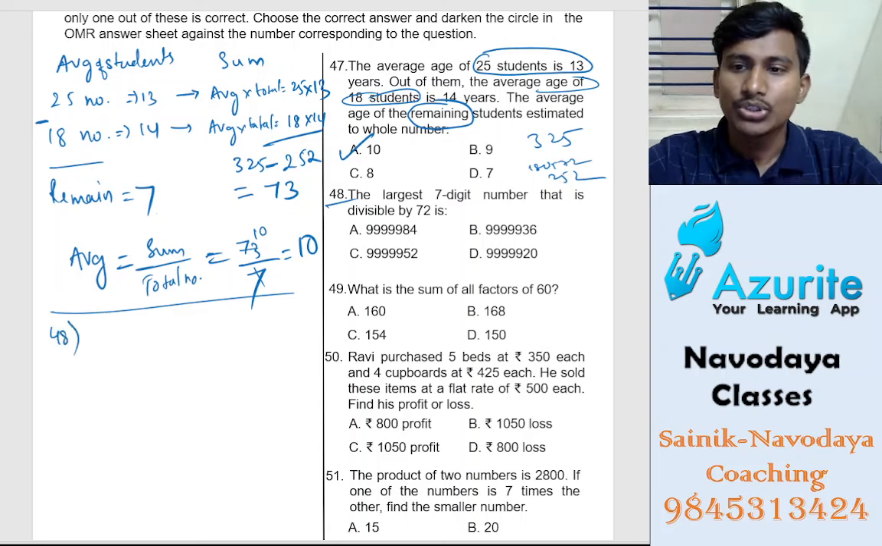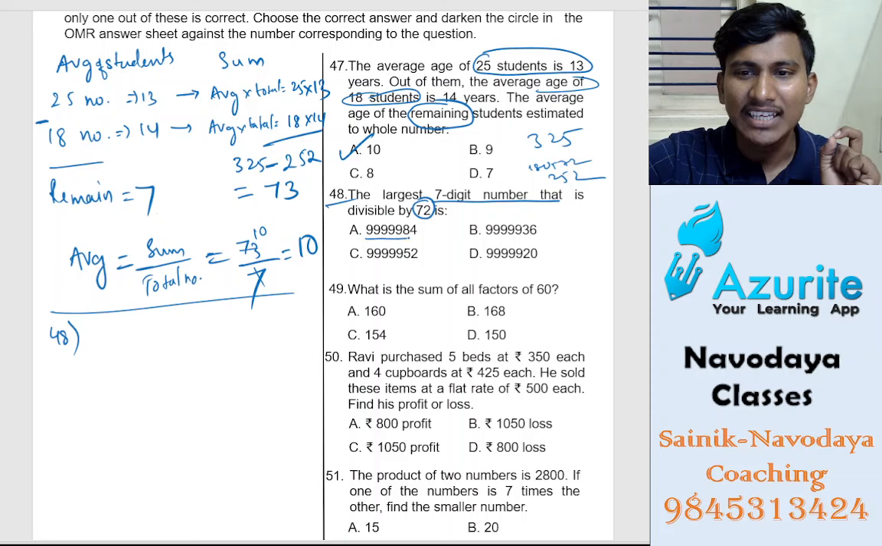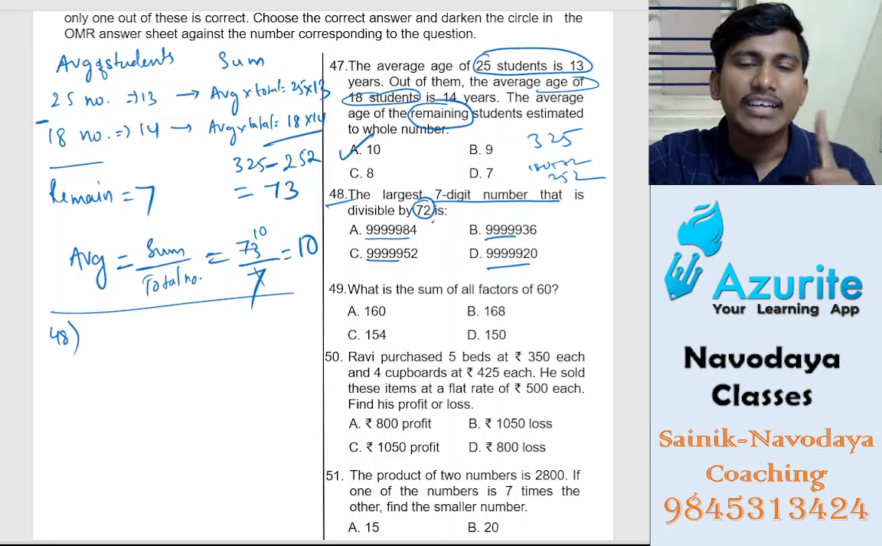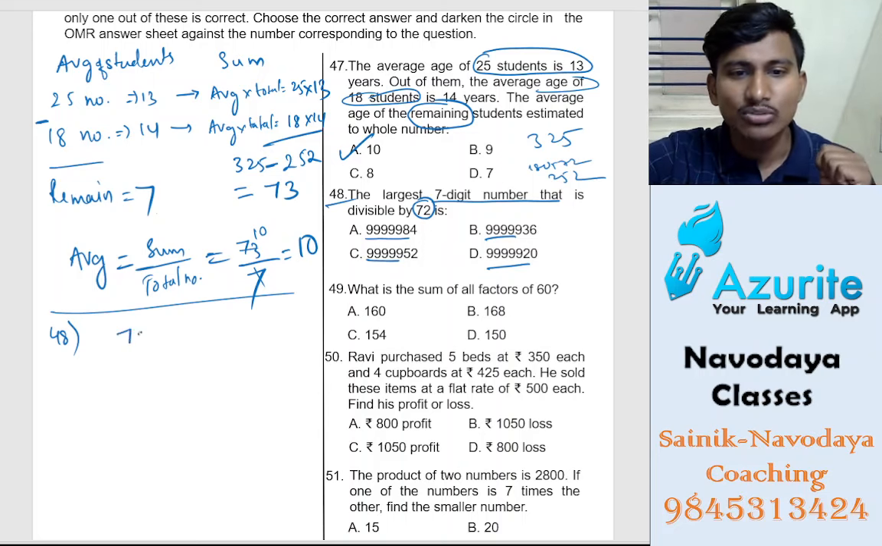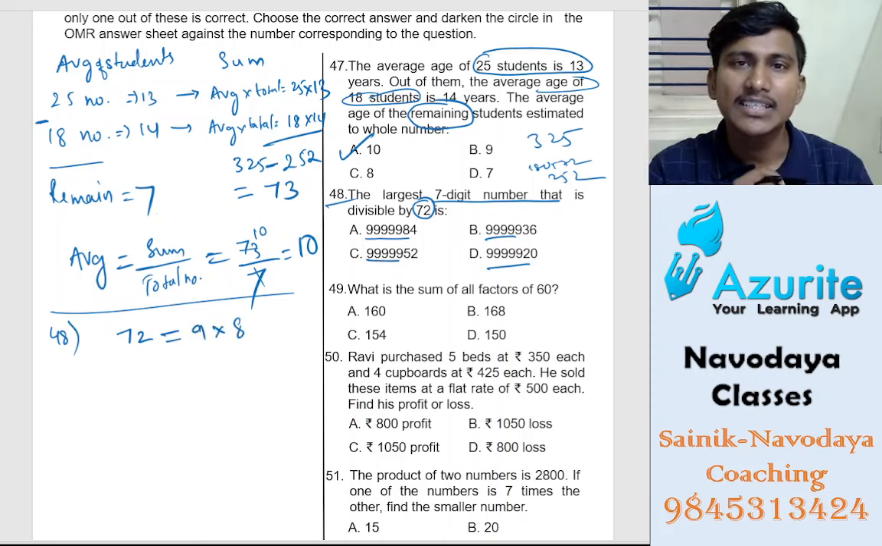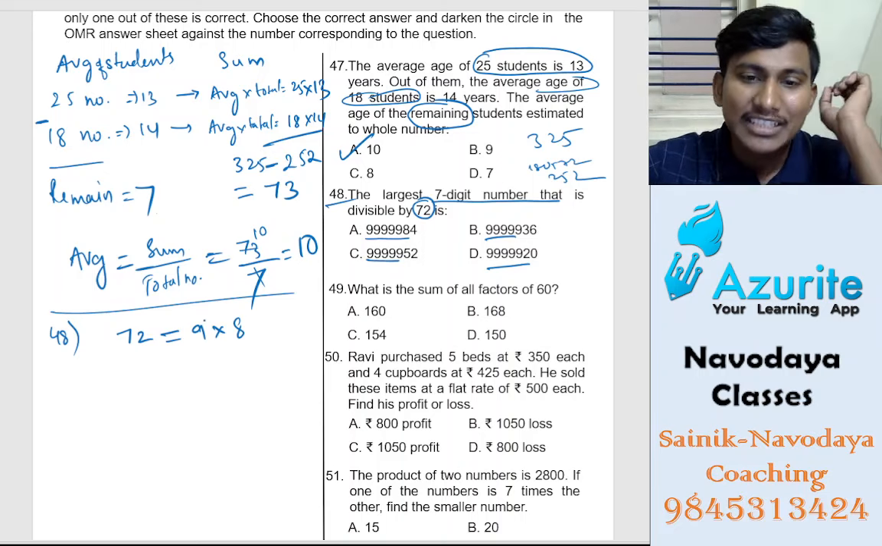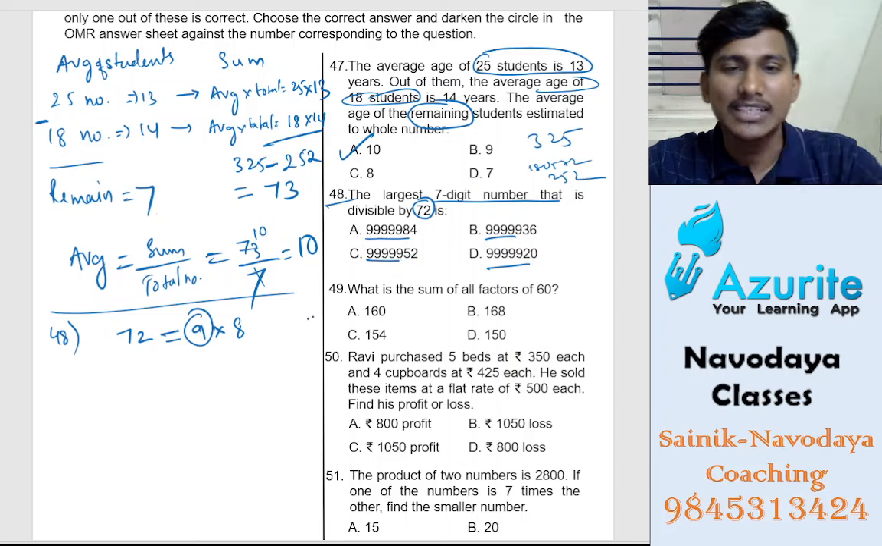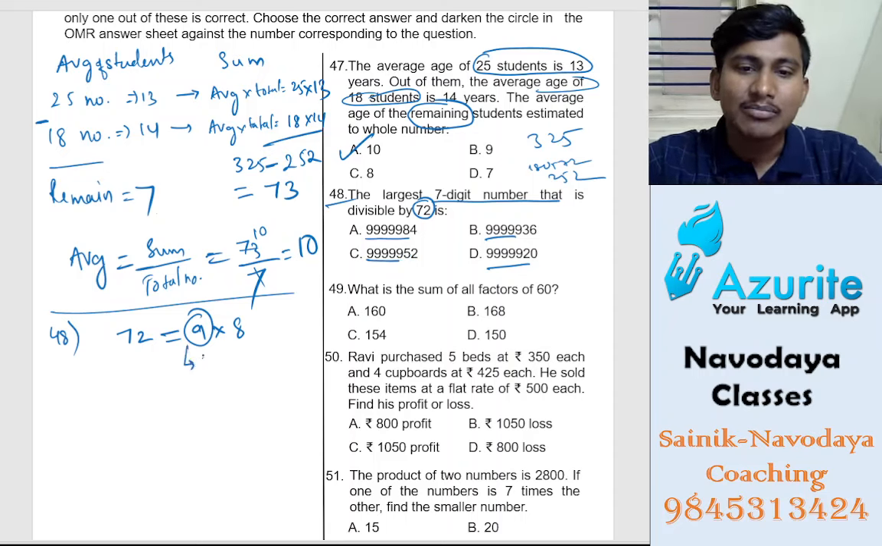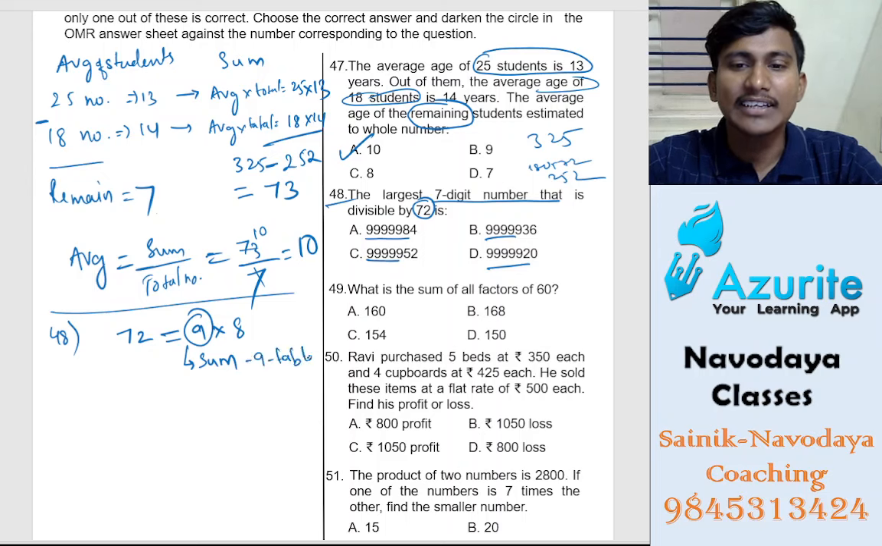How do we do it? The question is the largest 7 digit number that is divisible by 72. If you see in the options, there is 9999 everywhere, right? So it will be easy. 72 means how much? 9 8s are 72. So we have to check 9 divisibility. For 9 divisibility, the sum of digits should be in the 9 table.